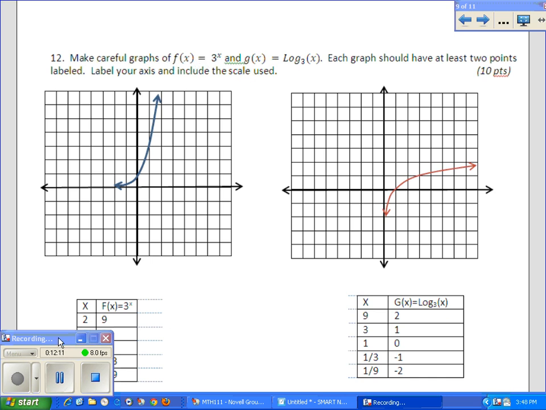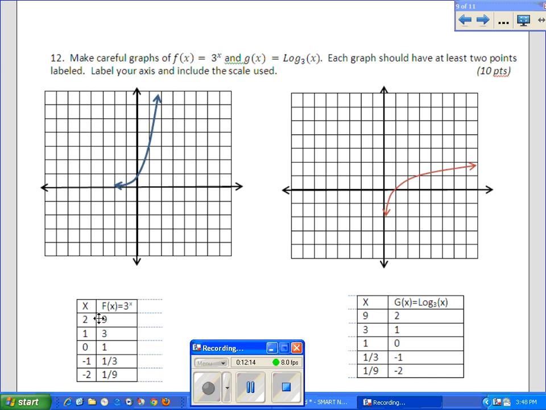Graphing this, what I did is I took 3 to the x, picked several values for x, and just calculated. If x is 2, 3 squared is 9, x is 1, y is 3, x is 0, 3 to the 0 is 1, x is negative 1, 3 to the negative 1 is 1/3. If x is negative 2, 3 to the negative 2 is 1 over 3 squared, so 1/9. And plotting those points, I get a classic exponential growth function. At negative 2, I've got 1/9. At negative 1, I have 1/3, and 0, 1, and 1, 3, and 2, 9 gives me this blue graph here.